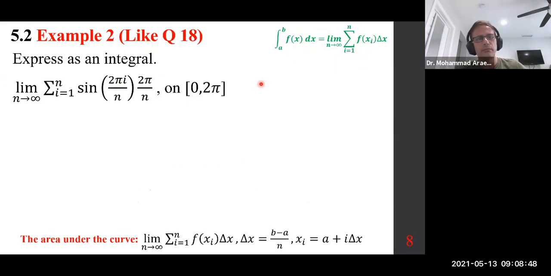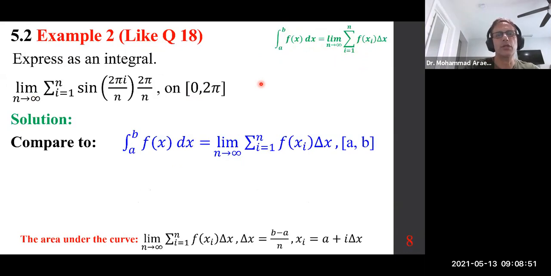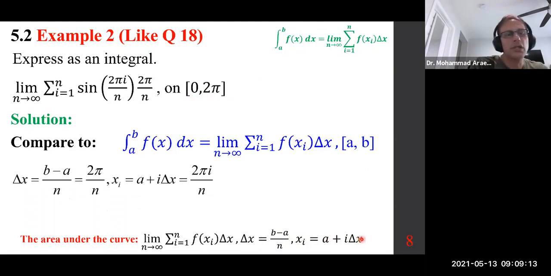So let's compare this using this formula again. So we have the right side in essence. We want to see from a to b. So a is 0, b is 2 pi. Remember, delta x is b minus a over n, and x sub I is a plus I delta x. Let's figure it out. So delta x is b minus a, 2 pi minus 0, which is 2 pi over n. And x sub I is a, 0 plus I times delta x, so 2 pi I over n.